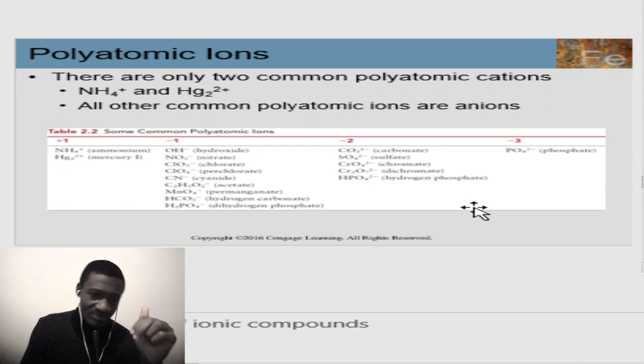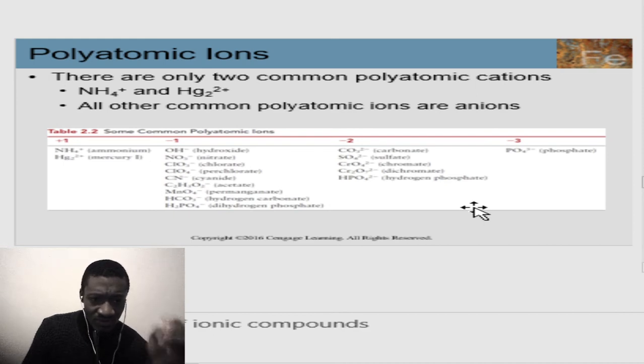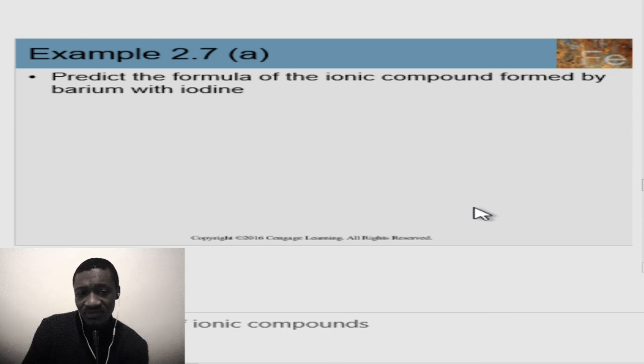And then you have several anions. See the table containing the most common polyatomic anions. You have everything such as hydroxide, nitrate, chloride, hypochlorite, cyanide, acetate, permanganate, hydrogen carbonate, dihydrogen phosphate, carbonate, sulfide, chromate, dichromate, hydrogen phosphate, and then the phosphate. You have all of these, the ones that have -1, -2, and -3. So you have them there.